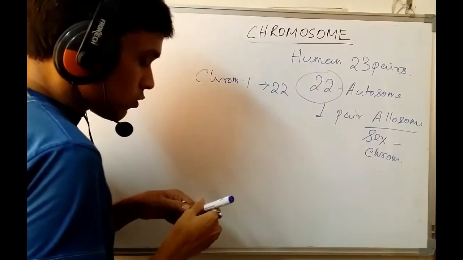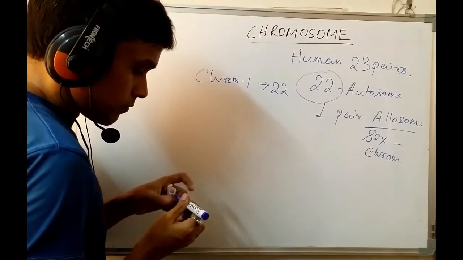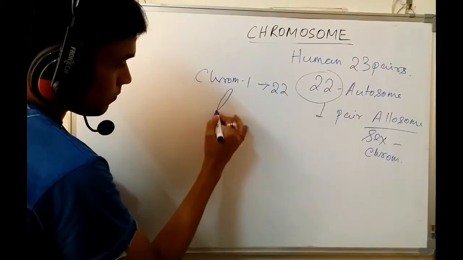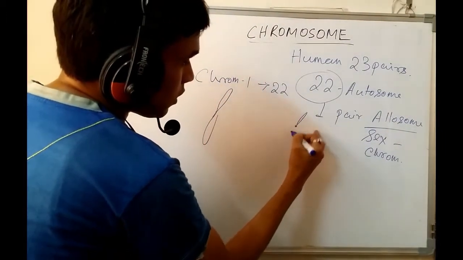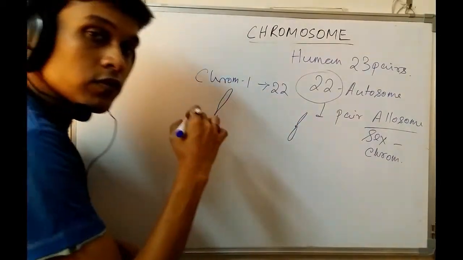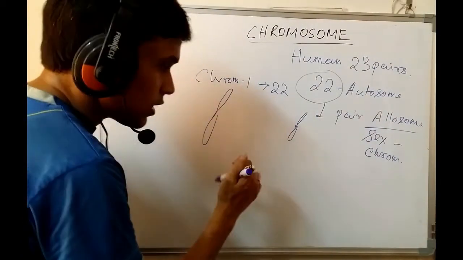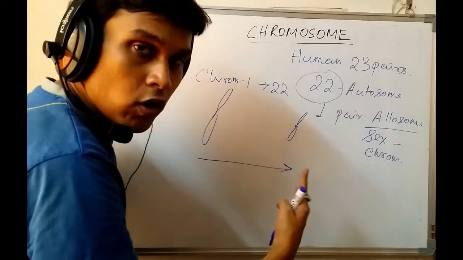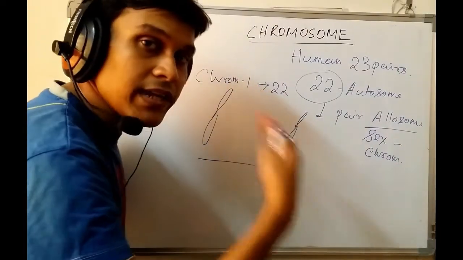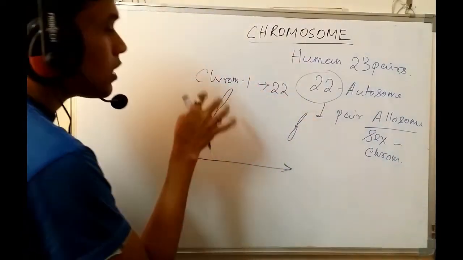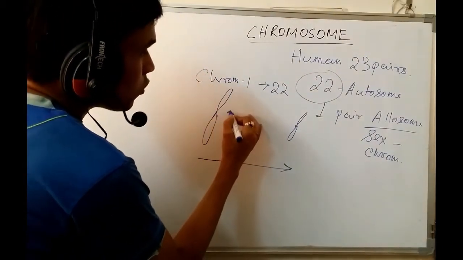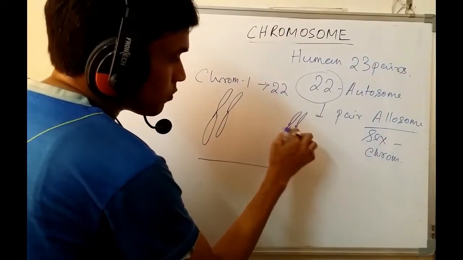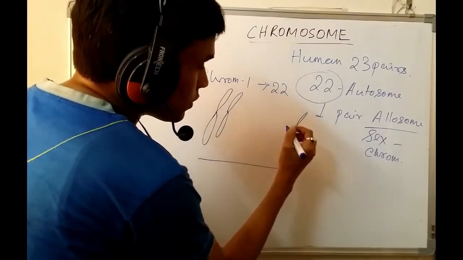Their size is also very important. Chromosome 1 is the largest one, and chromosome 22 is the smallest one. Based on their numbering, the length is arranged in descending order. Chromosome 1 is the largest chromosome, chromosome 2 is the second largest, chromosome 21 is the second smallest, and chromosome 22 is the smallest chromosome.